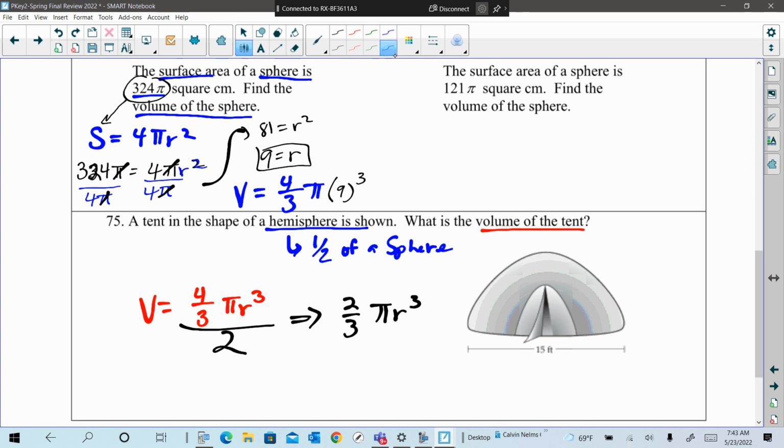Understand that the part they're showing you here is the diameter. It's not the radius. So your radius would be 7.5, and you need to cube that first.